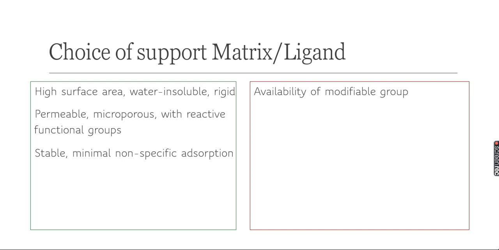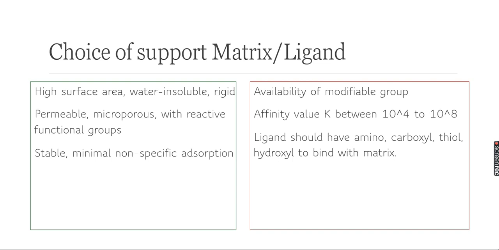And what about the ligand compound? It should be available, and it should have functional groups which can be modified for binding, because the ligand has to bind two things. One is your support matrix, with which it has to interact, and the other is your target compound. Its affinity values should be around 10 to the power 4 to 10 to the power 8, so that strong binding is possible. A ligand should have amino, carboxyl, thiol, or hydroxyl groups to bind to the matrix, as we already said, because these functional groups will actually interact. Maybe covalent binding with your matrix is required.